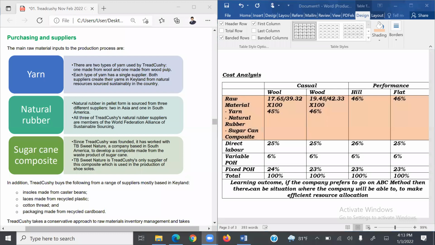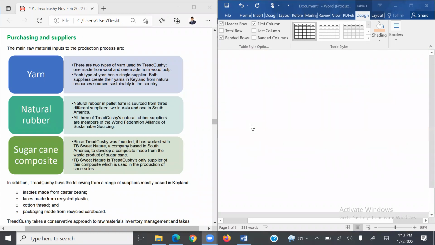Yes or no? So remember the terms yarn, natural rubber, and sugarcane composite. These are very, very important, students. And just remember, the suppliers are very limited. For some we have only 1 supplier. For some we have 2 to 3 suppliers. So just get that understanding, students.